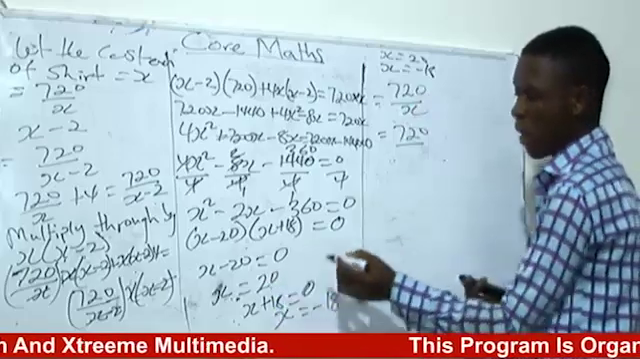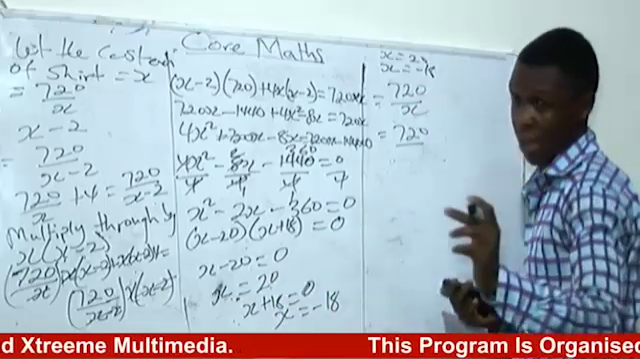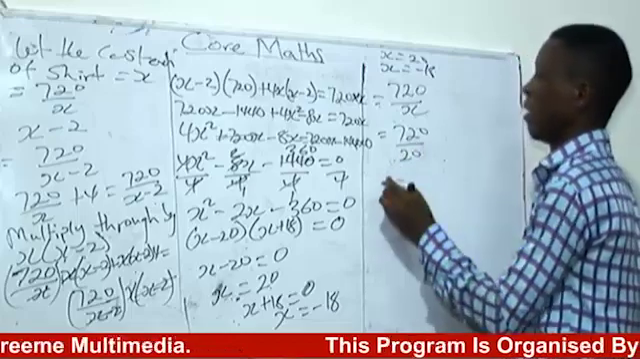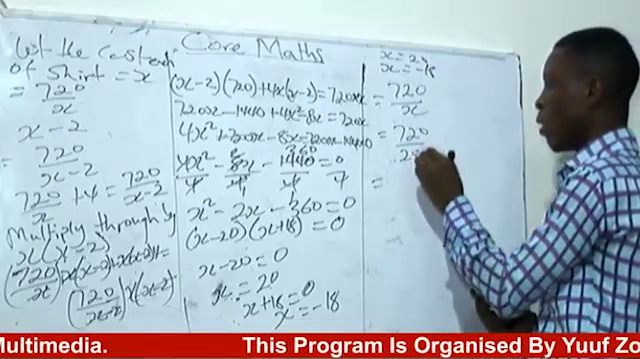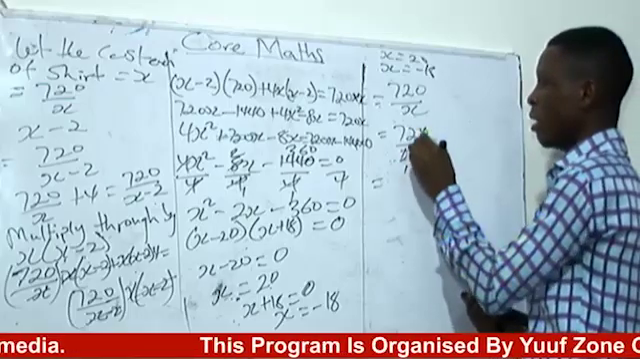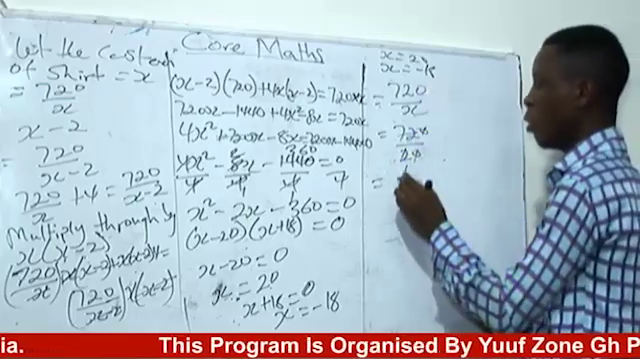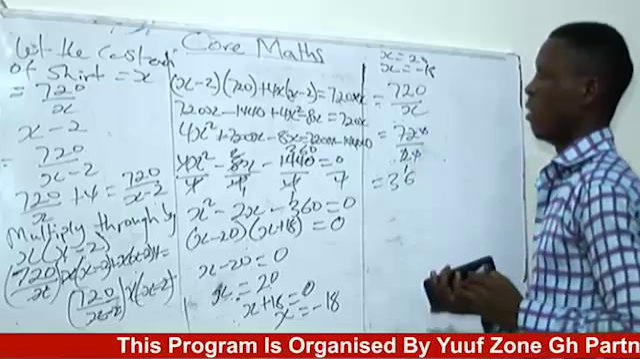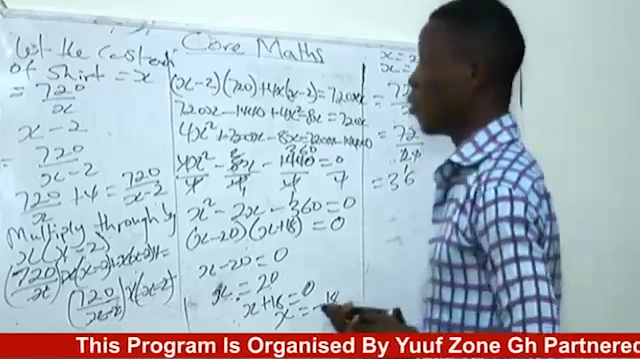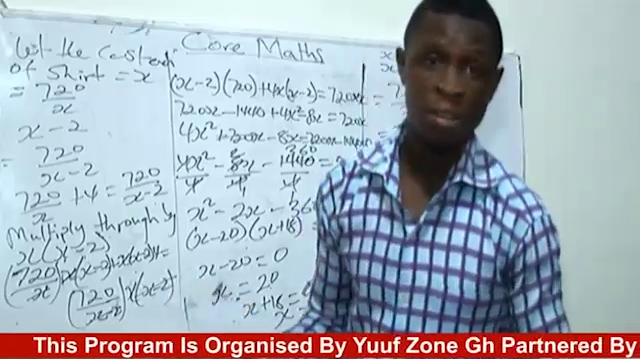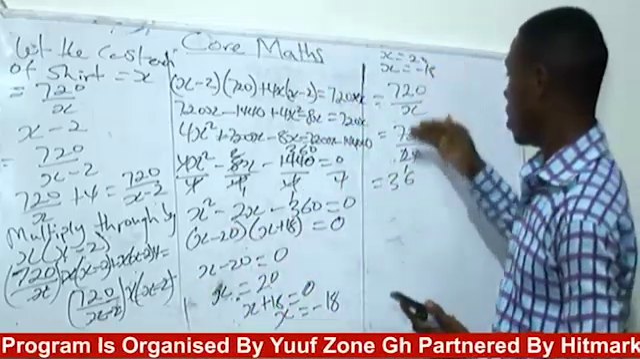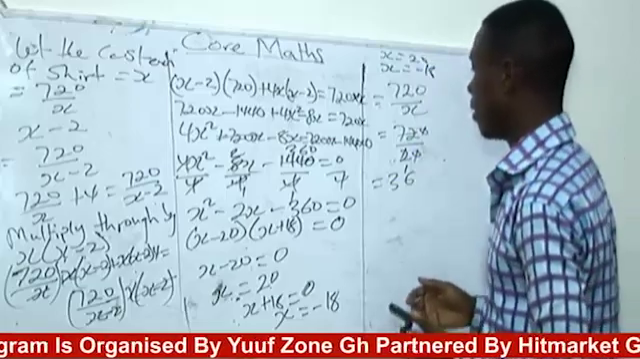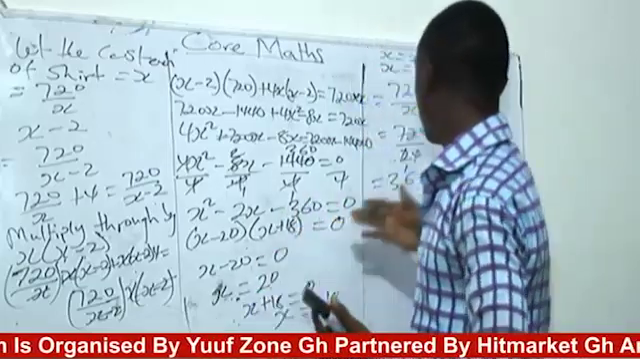We agree to use this one, not this one, because the cost can never be negative. So 720 over 20 equals, so when you do this, 0 cancels 0, 2 into 72 will be 36. So basically, this is what this question is about. This is the cost of each shirt, and it's very simple to solve.